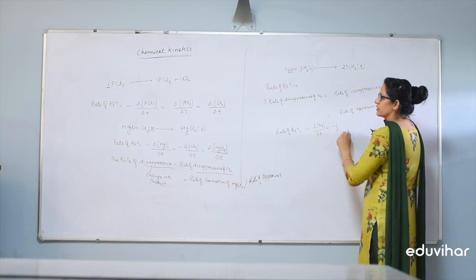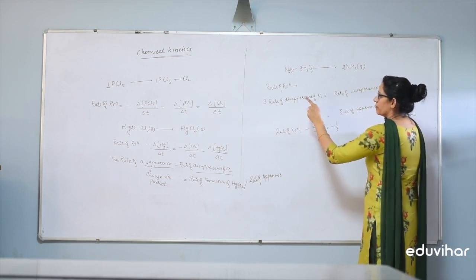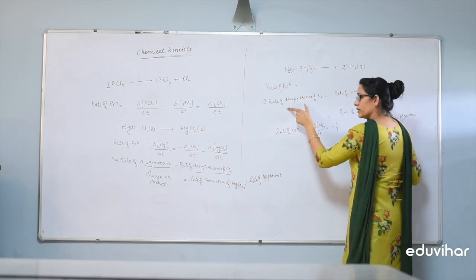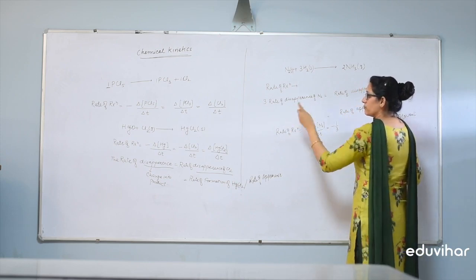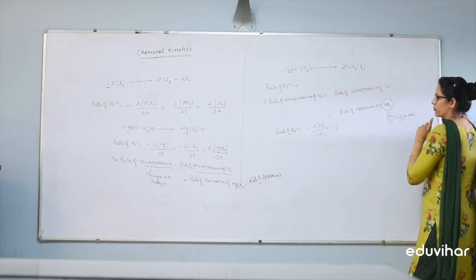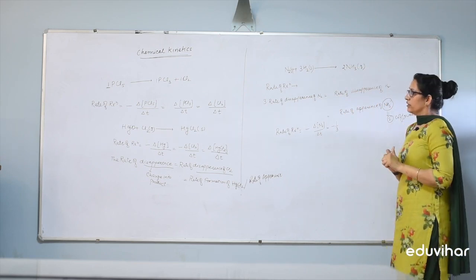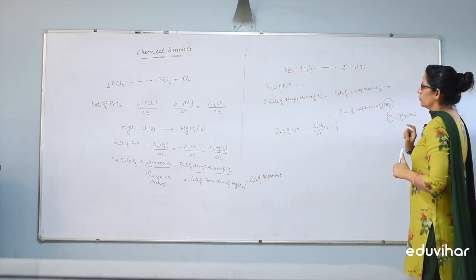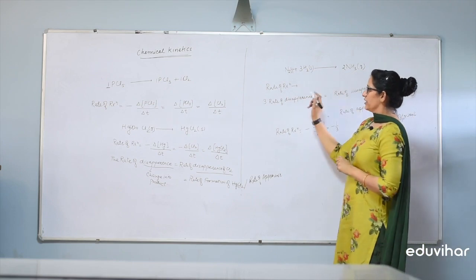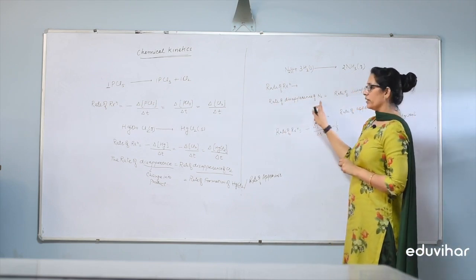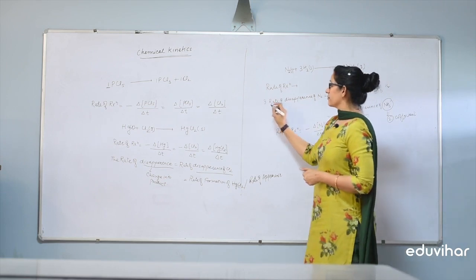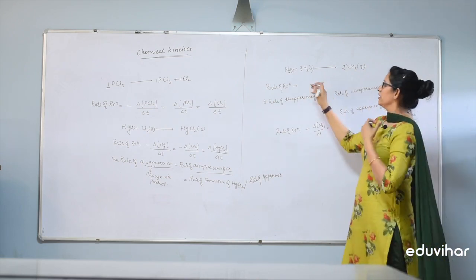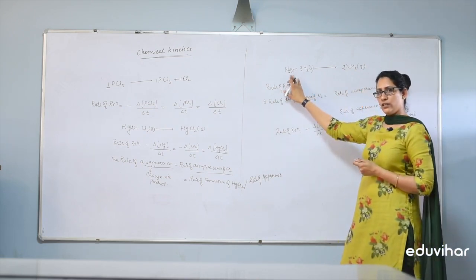Minus 1 by 3 means the rate of disappearance becomes equal to the rate of disappearance of hydrogen, because the rate of disappearance of hydrogen is 3 times that of nitrogen. Again I am telling you, here nitrogen reacts with 3 moles of hydrogen, then changes into 2 moles of ammonia. In this reaction, the rate of disappearance of hydrogen is 3 times the rate of disappearance of nitrogen, because 3 moles of hydrogen react with nitrogen.